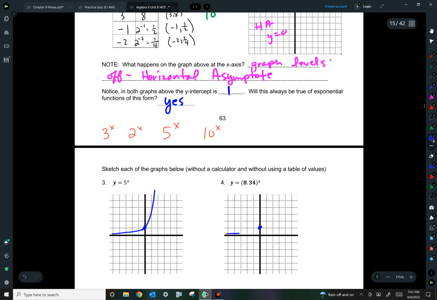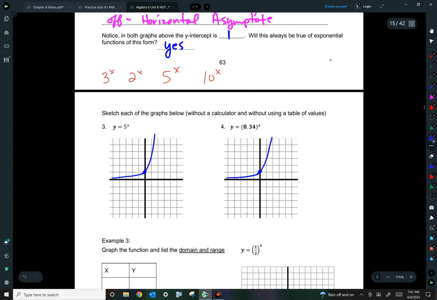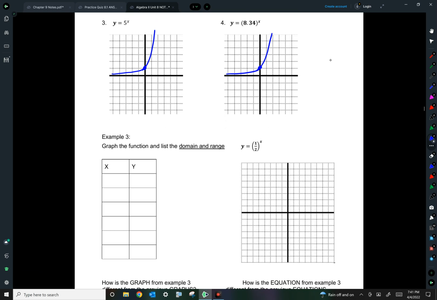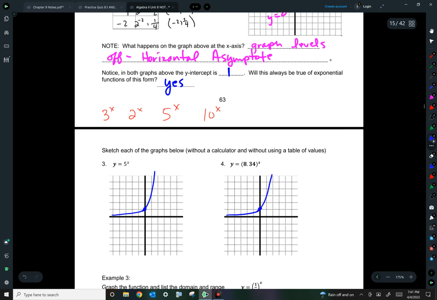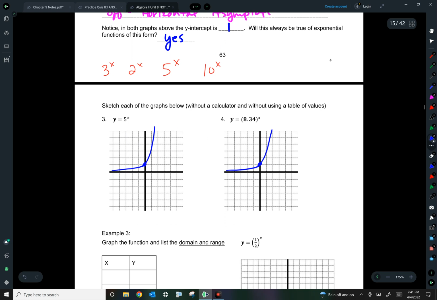I know on the left side, it levels off at the x-axis, and on the right side, it shoots up. So any number to the x, any exponential graph looks like this. Well, what about if it's a fraction? Up on the top, they were all nice, neat numbers, right? Integers, 3, 2, 5, 10. Or on number 4, you're like, well, it was a decimal on that one. True, but it wasn't a fraction. It wasn't some number less than 1.